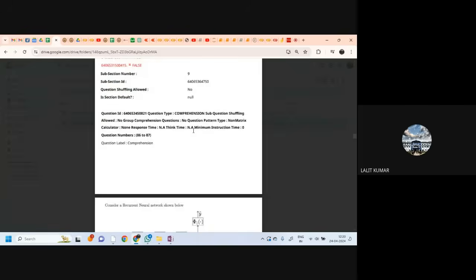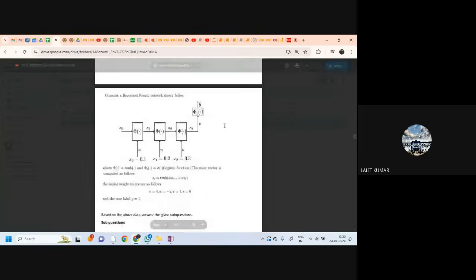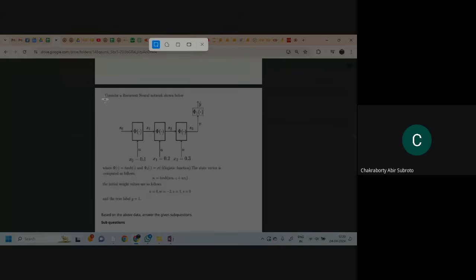Now we come to RNN. Consider a recurrent neural network shown below. X0, X1, X3. These use the tanh activation function. Phi is tanh, and here it is using a logistic function. The initial weight values are as given. Based on this, we have to do the calculation.